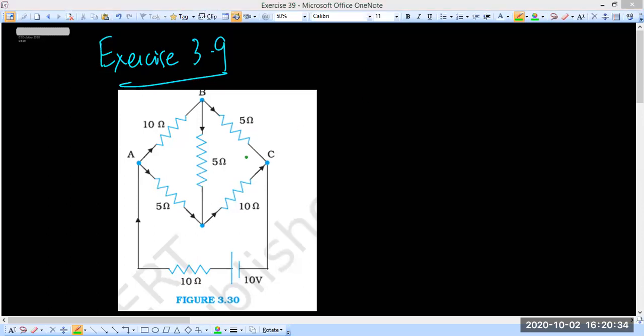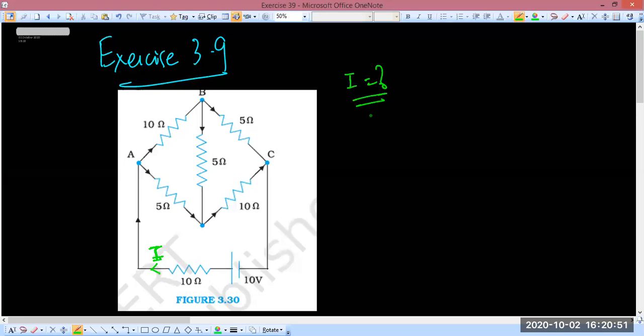Right. So now about current. First of all, generally the current that goes through the battery, we take it as I. It is not a rule, but we do it that way, right? So this is I. We don't know what is I, so it is one unknown.